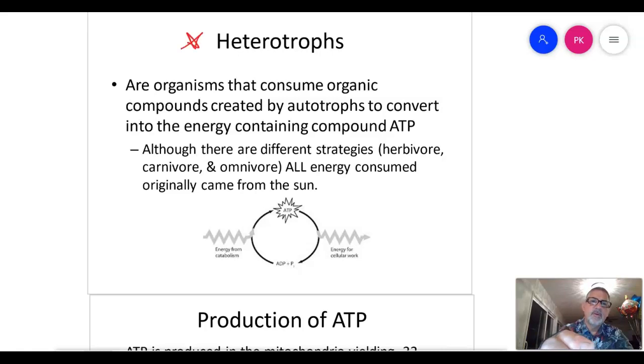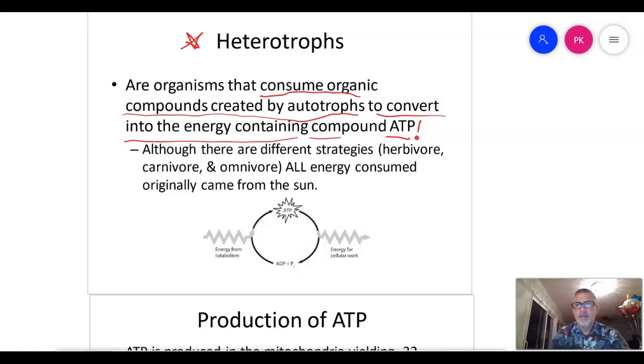A heterotroph is most things on Earth. These consume organic compounds created by autotrophs to convert the energy into ATP. Okay? So we can have different strategies. You are a heterotroph because you consume other things. You can be an herbivore and consume only plants. You can be a carnivore and consume only other animals. Or you can be an omnivore and take your pick.